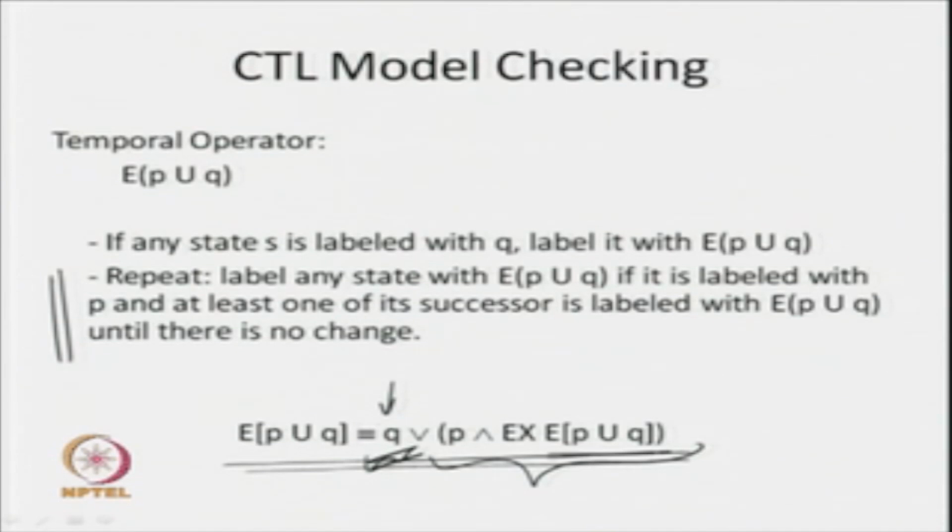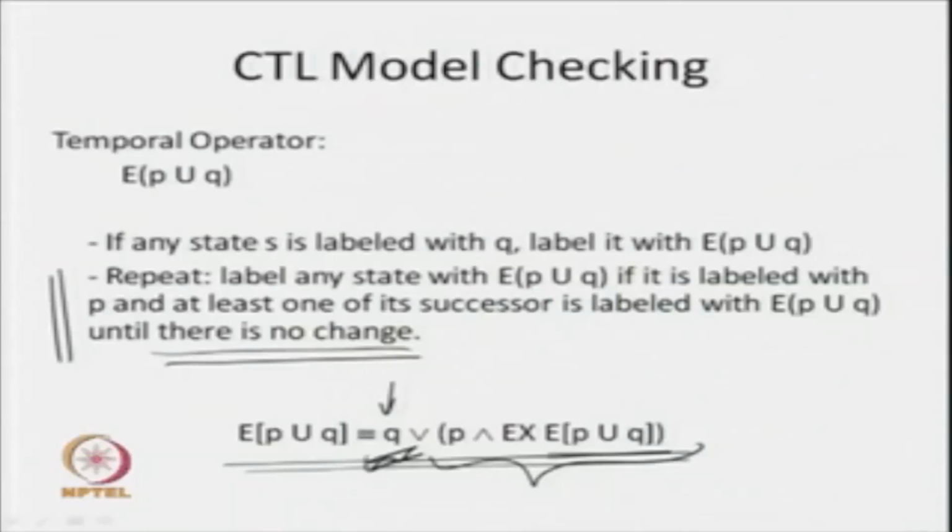We are going to repeat it until there is no change. We collect states one after another, and we stop at a point where we cannot include any more states. So, until there is no change. This is the equivalence, and from it we have got a method for E[P until Q].